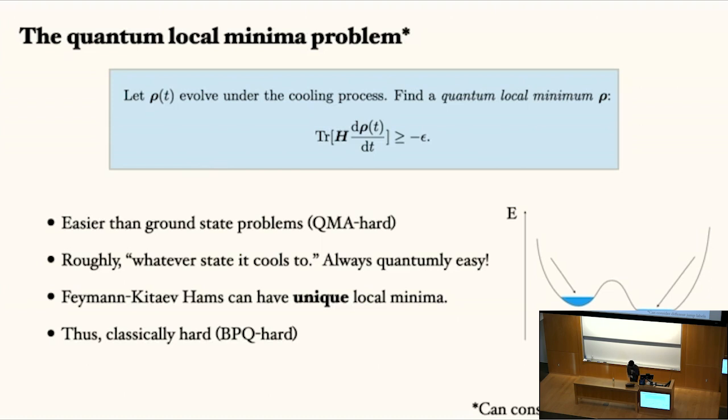But what's interesting is that when we carefully tune these Feynman-Kitaev Hamiltonians, you can make the landscape very nice so that you only have a unique local minimum. Therefore, the most naive cooling algorithm will be able to find the unique local minimum, because the potential just looks like a ball. So even for this reduced problem, the local minimum problem, which is weaker than the ground state problem, it could still be classically hard, in the sense of BQP-hard.